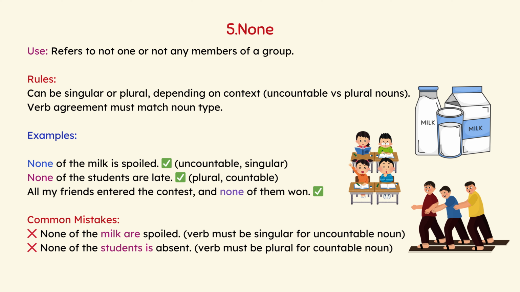All my friends entered the contest, and none of them won. Here, none refers to not one of the friends. The singular verb won is used because it refers to each individually in this context. Common mistakes: None of the milk are spoiled. Incorrect, because milk is uncountable, so use is. None of the students is absent. Incorrect, because students is plural, so use are.